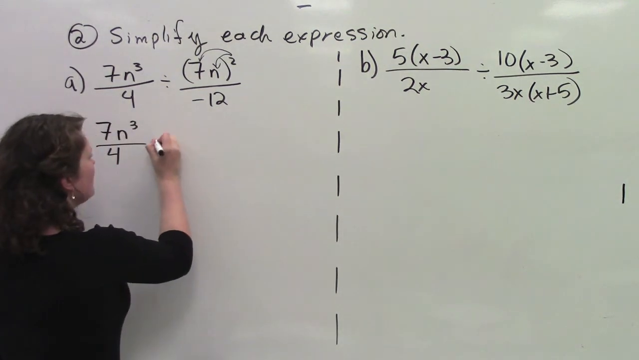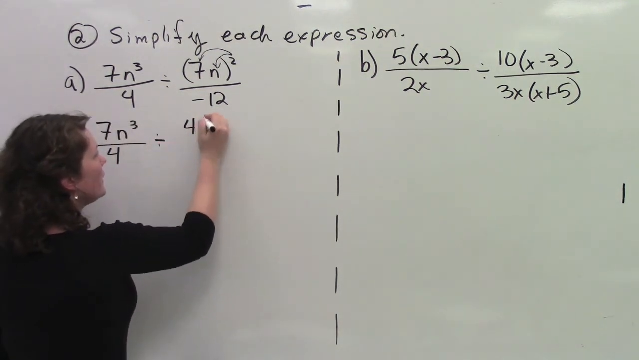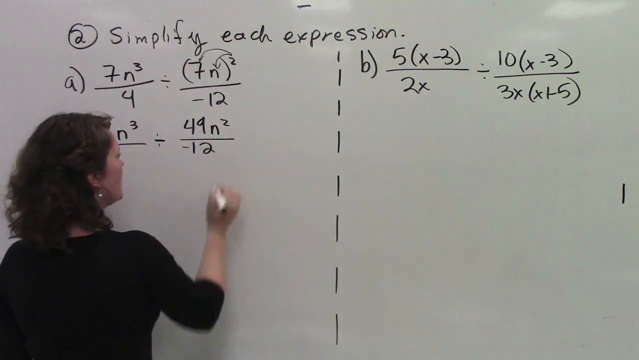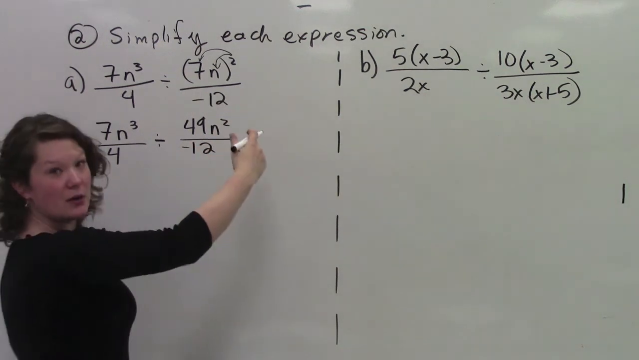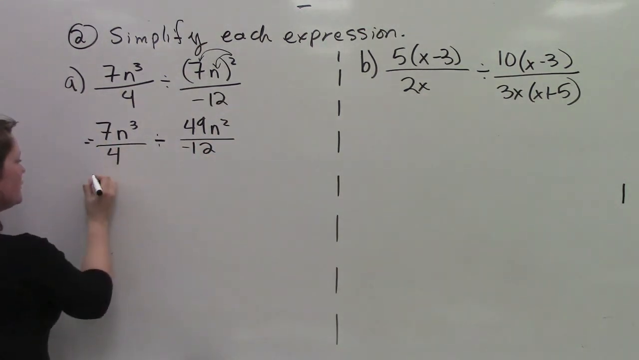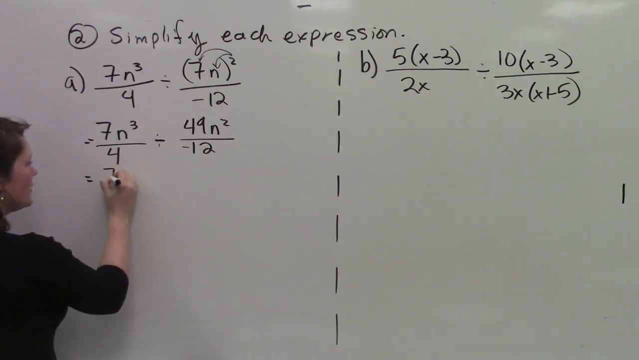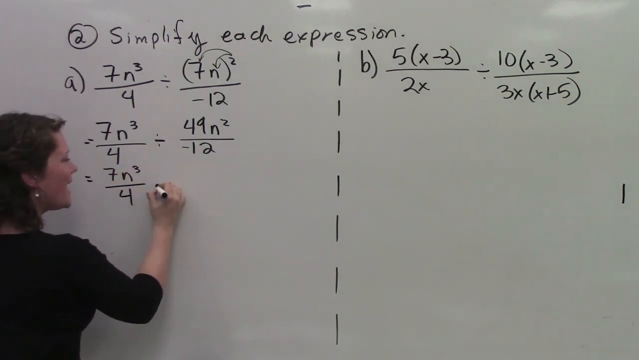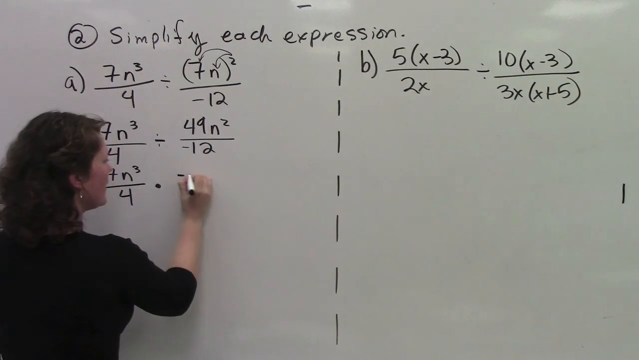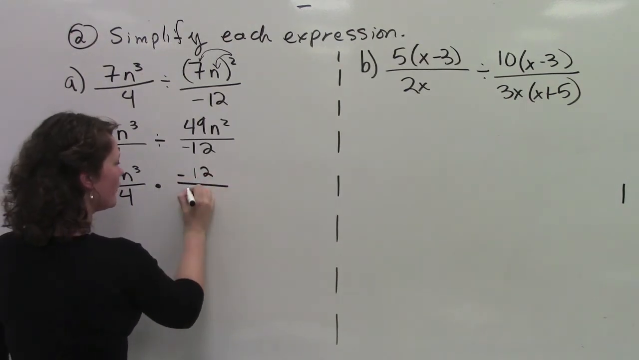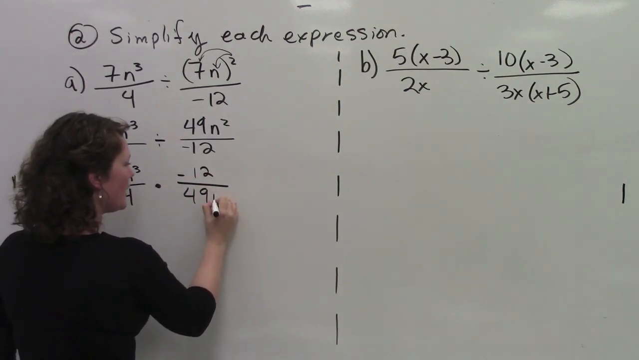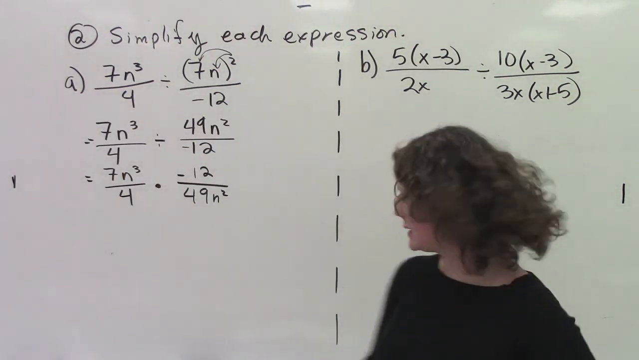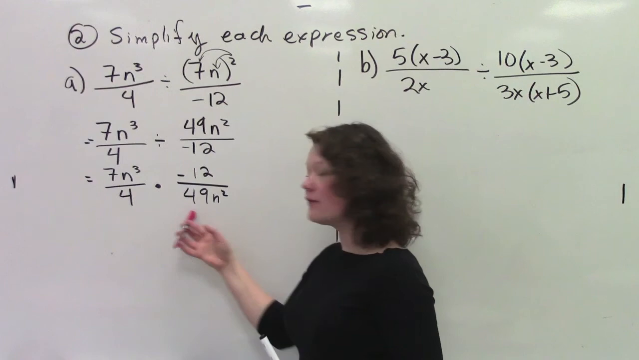So we're not equals, divided by 49n squared over negative 12. Now what I want to do is multiply by the reciprocal. Don't forget the equal sign, I forgot there. 7n to the 3 over 4 times negative 12 over 49n squared. Now before we do any canceling, this is the perfect time. It's all in factored form.